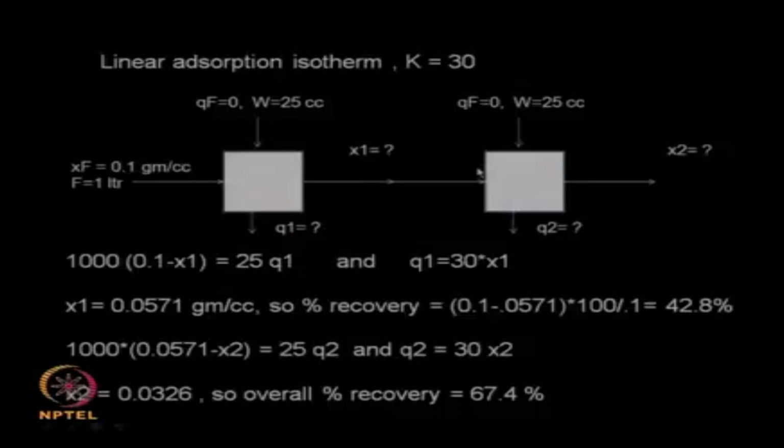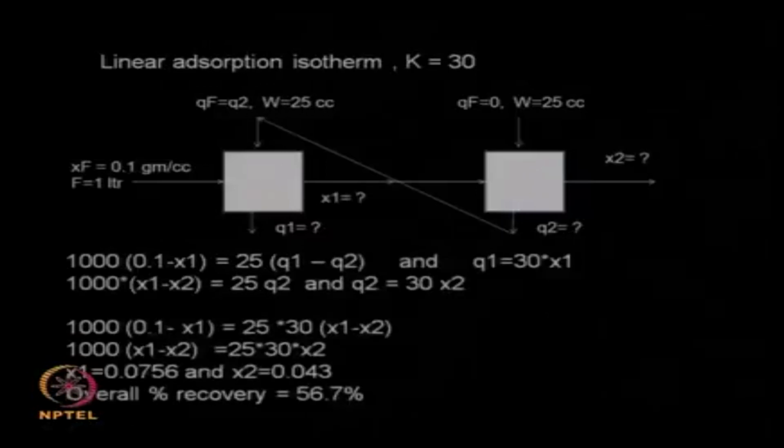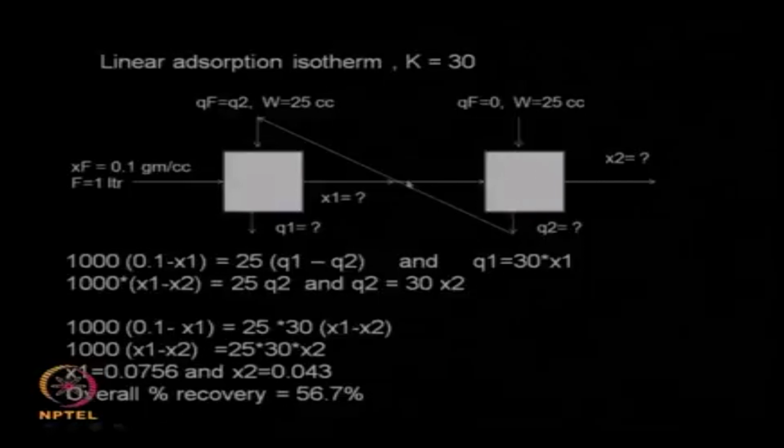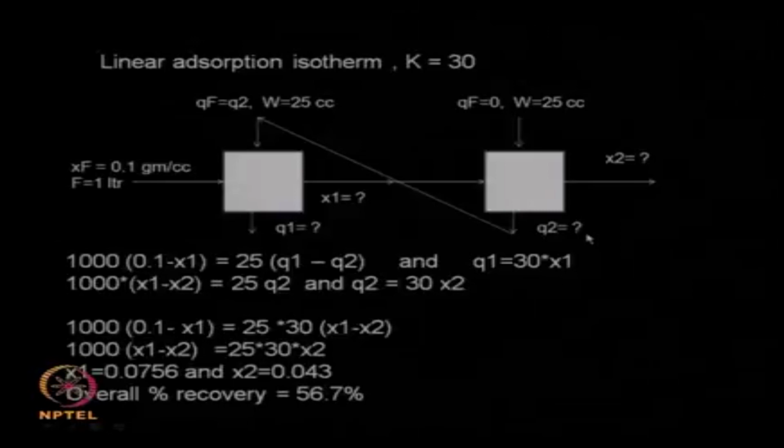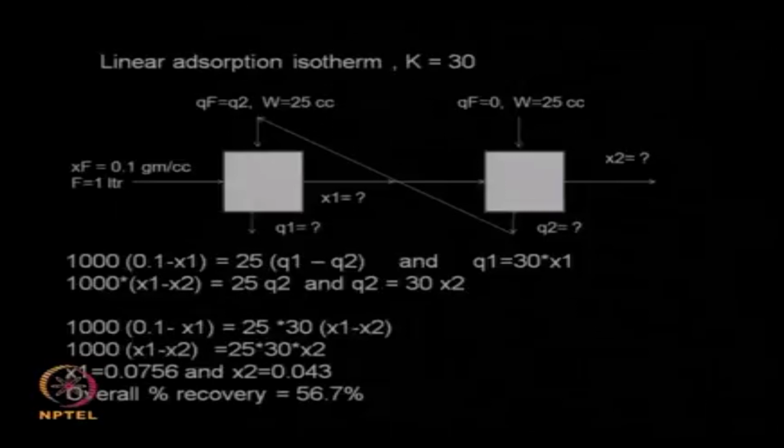But let us look at another system. This is called a counter current system, that means your solution is flowing like this and your adsorbent is flowing from the other way, from stage 2 to 1. So solution is flowing from 1 to 2 and out, whereas your adsorbent is flowing from 2 to 1 and out this way, notice that. If I have 3 stages, my solution will be flowing from 1 to 3, whereas the adsorbent will be flowing from 3 to 1. So this is called a counter current system.